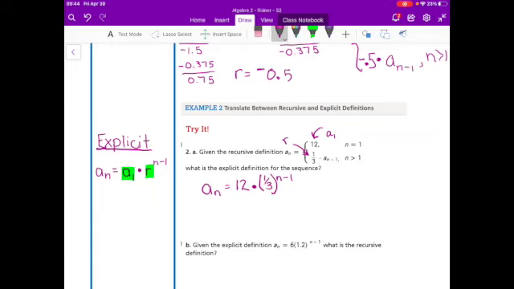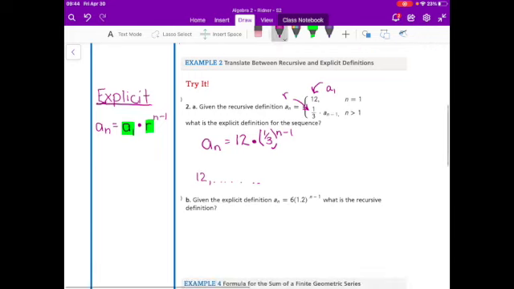So that is my explicit definition. What could I do with that? If I had some pattern where the first term was 12 and it was still going, and every time we were multiplying by a third, I could just plug in that number. Like if I wanted to find the sixth term, the 1, 2, 3, 4, 5, sixth term over, I would just plug in 6 there and be done, which is kind of nice. Makes it a little easier to work with.